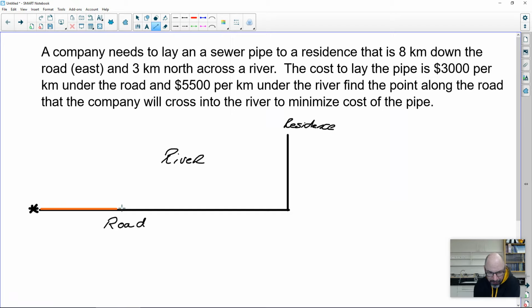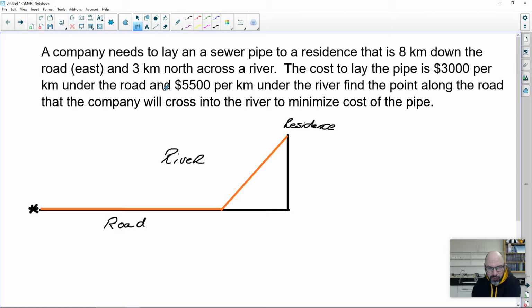So I'm going to lay pipe, but I'm not going to lay it all the way down here and then go here. I'm going to go down the road to a point where it's going to be cost efficient for me to cross the river like this. I'm going to go down the road because it's cheaper, but at some point I have to cross this river. So we want to minimize this cost. We're going to go straight to the residence across the river. It might be here, it might be here. We don't know where it is.